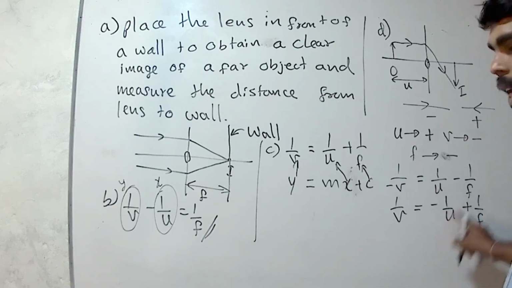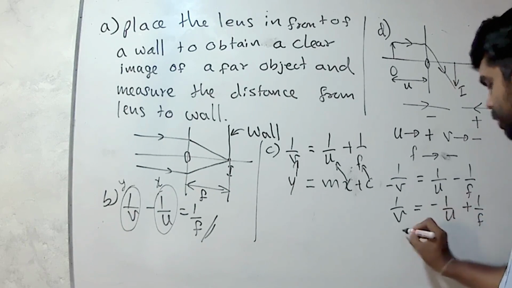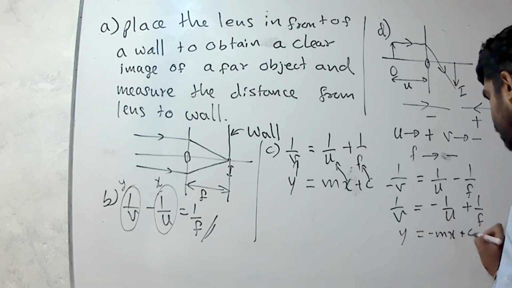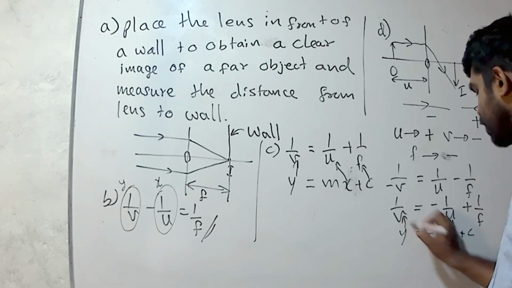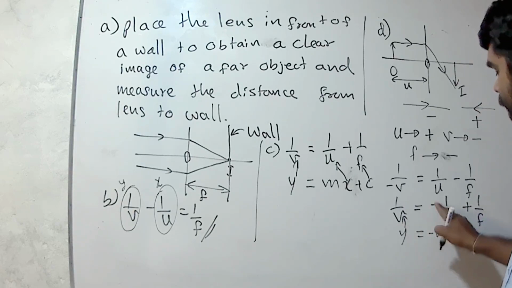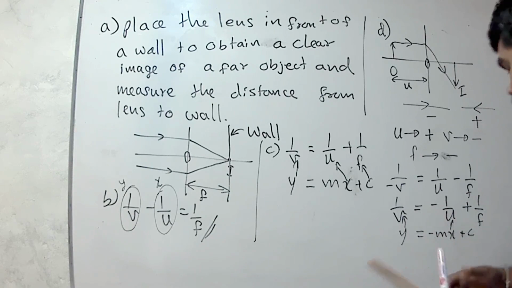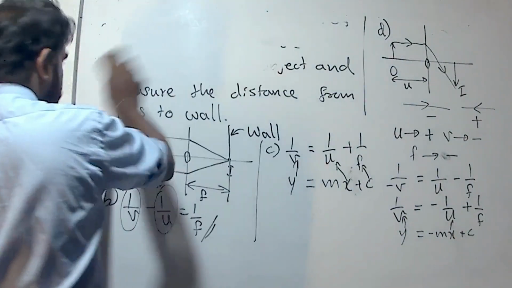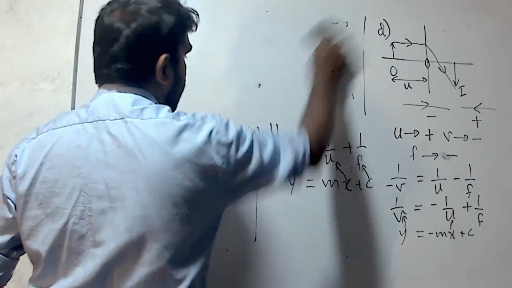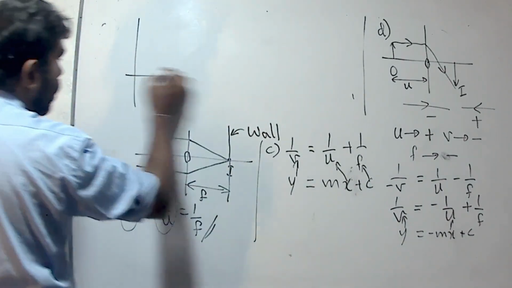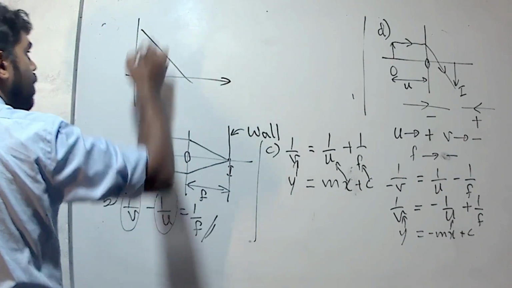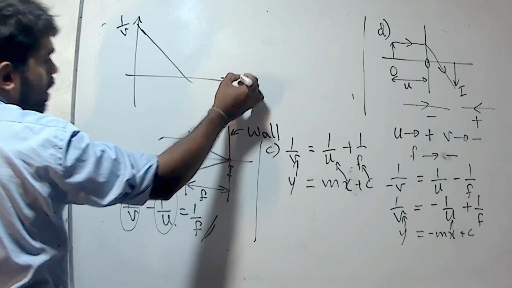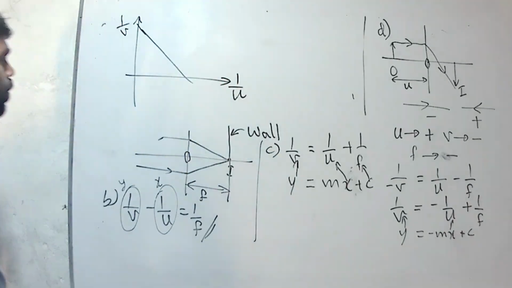There is a minus, gradient is 1. It is in the form y equals minus mx plus c. This one is x, this one is y. The gradient is minus, the intercept is plus. Then we can draw a rough sketch. It should be like this. Y-axis 1 over v, x-axis 1 over u.